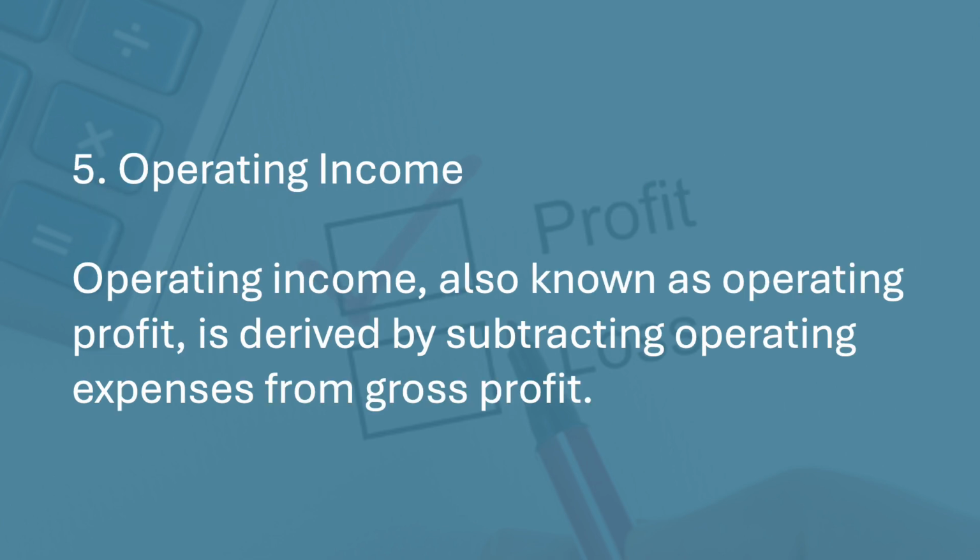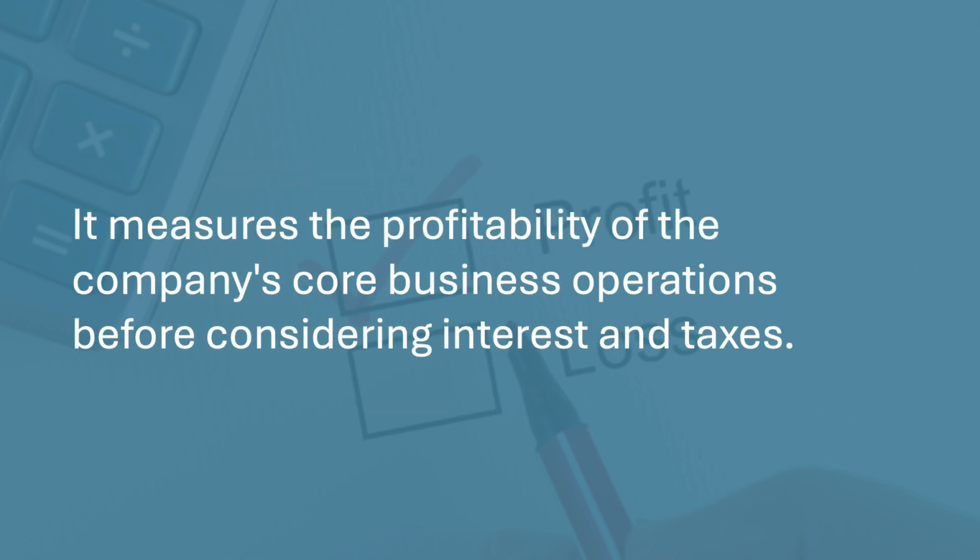5. Operating income. Operating income, also known as operating profit, is derived by subtracting operating expenses from gross profit. It measures the profitability of the company's core business operations before considering interest and taxes.